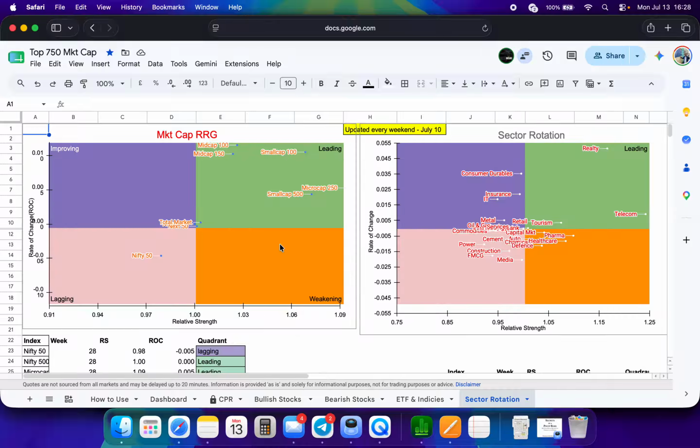Usually the circle goes from weakening to lagging, from lagging to improving, and from improving to leading. The other way of looking at it is that sometimes from leading it will go to weakening, and from weakening it will go to leading, or else from improving it will go directly to lagging, and from lagging it will go directly to improving.